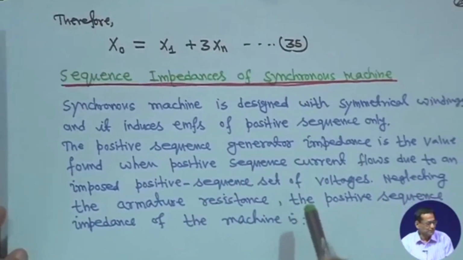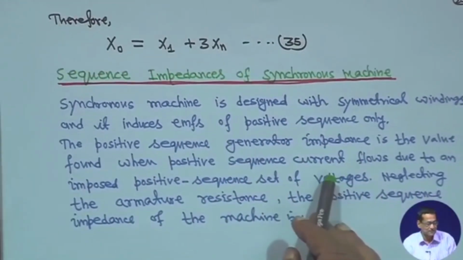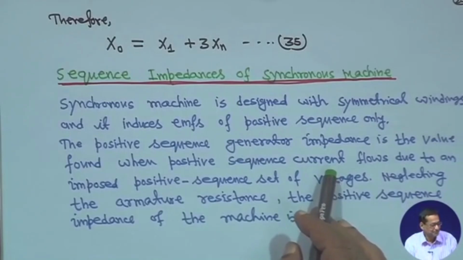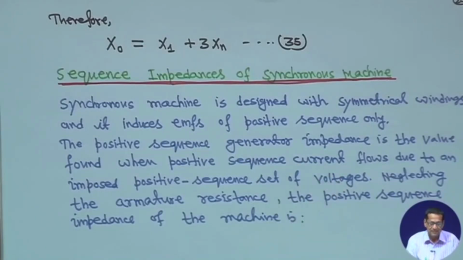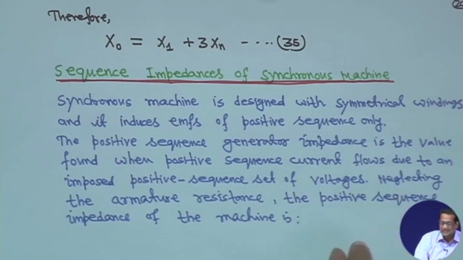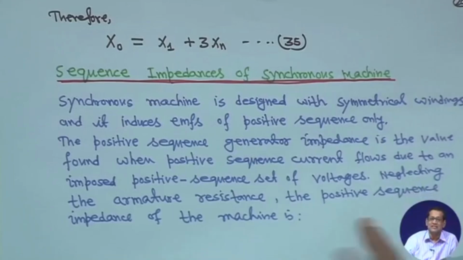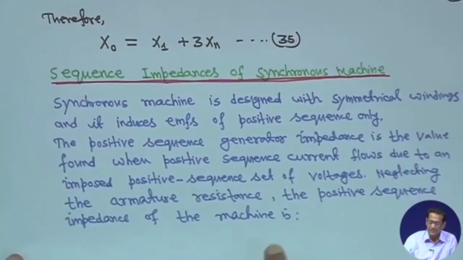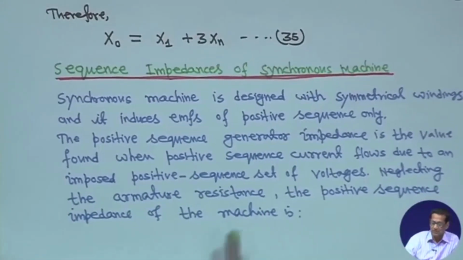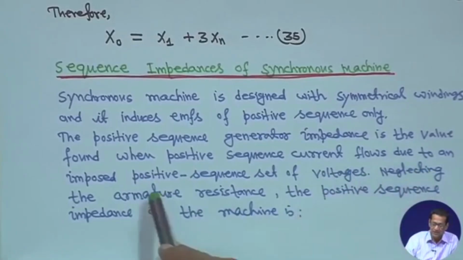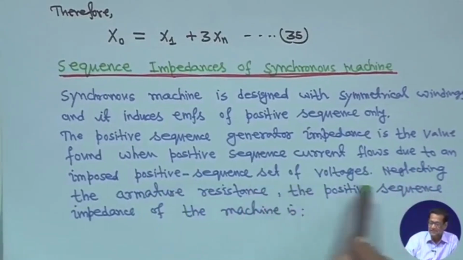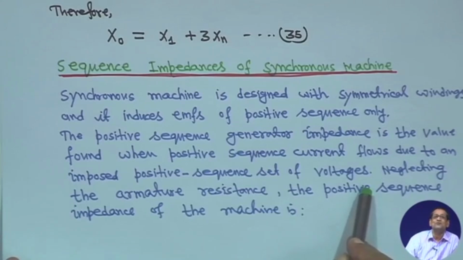Now, sequence impedances of a synchronous machine. In the case of a synchronous machine, it is designed with symmetrical windings and induces EMFs of positive sequence only. The positive sequence generator impedance is the value found when positive sequence current flows due to an imposed positive sequence set of voltages. This is also known to you.